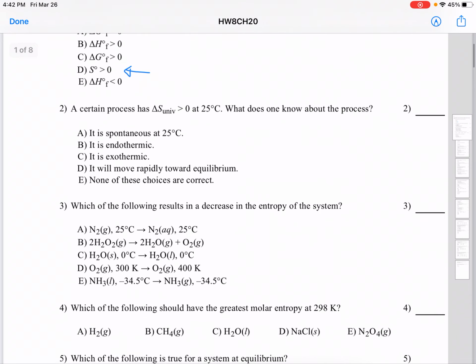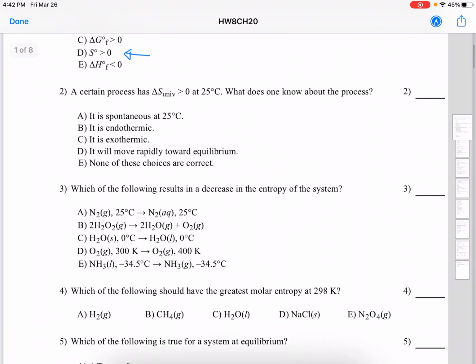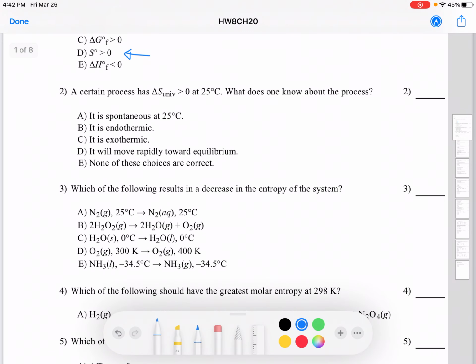Number 2, a certain process has delta S universe greater than 0 at 25 degrees. What does one know about the process? If the entropy of the universe increases in a reaction, that is going to be a spontaneous process. So we know it is spontaneous at 25 degrees Celsius.